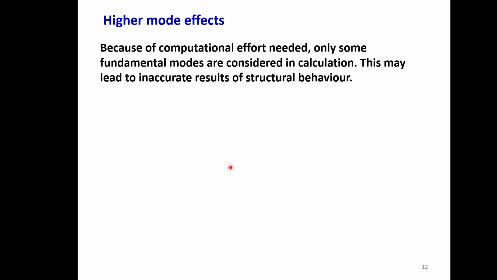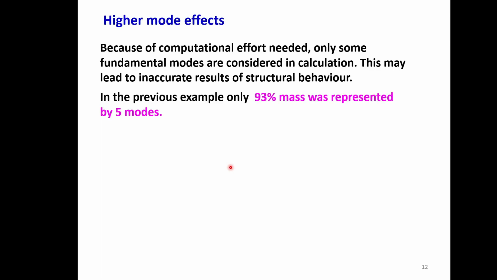If you take all the modes together, then you will get 100% accuracy. But for the sake of computational effort reduction, we go for a limited number of modes, and the higher mode effects may be left out and may cause inaccuracy in your output results. In the previous case, only 93% of mass was represented by the modes, so there was inaccuracy to the extent of 7%. And those 7% are higher mode effects.